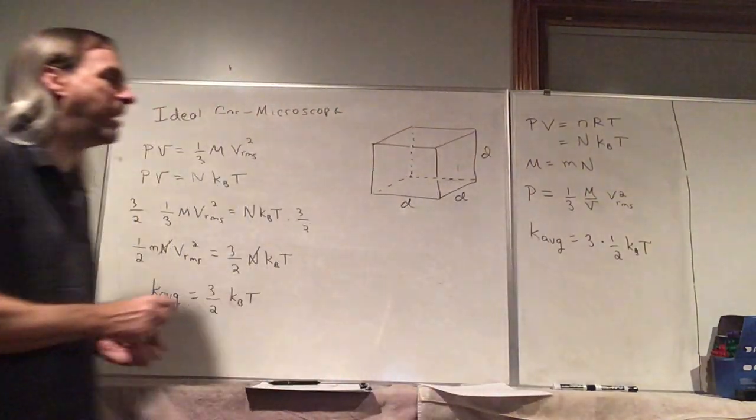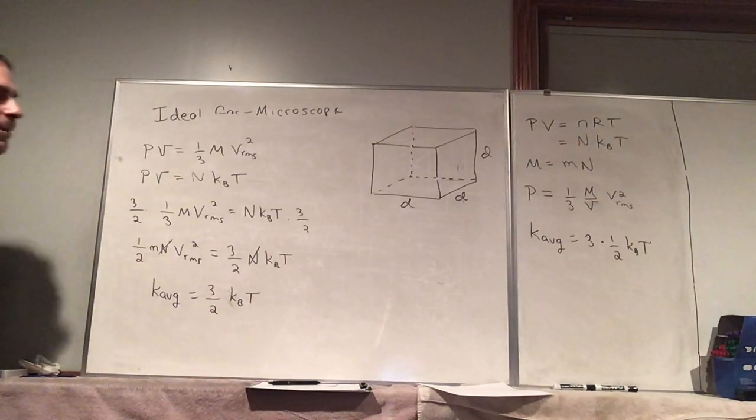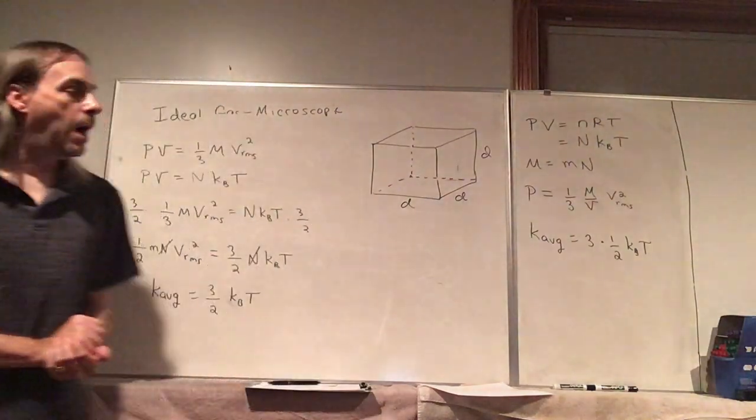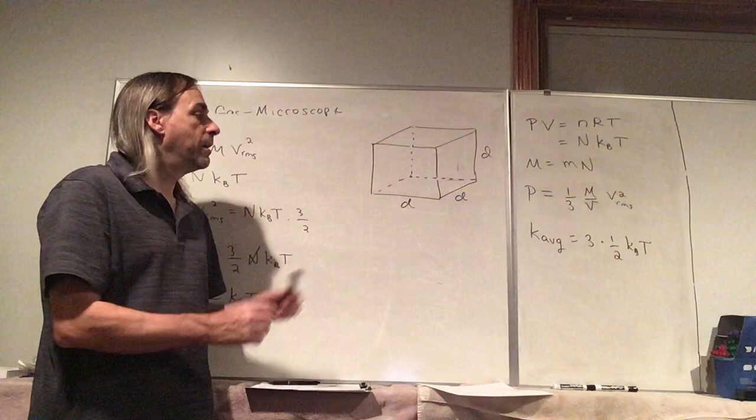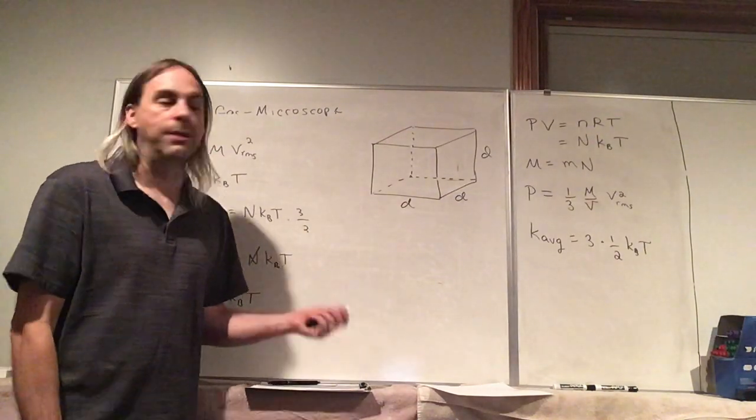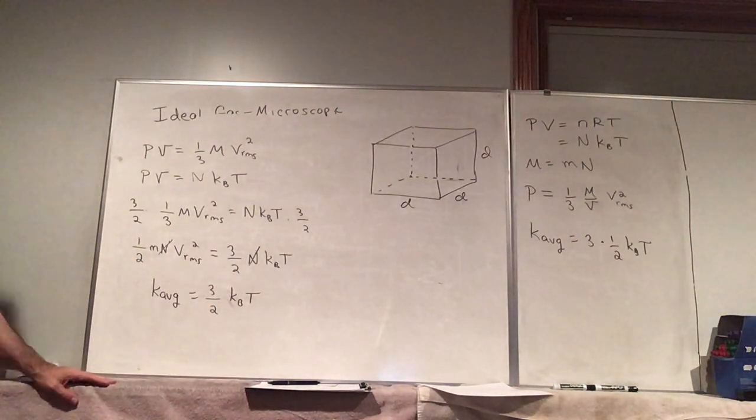So instead of writing 3/2, I'm going to write 3 times 1/2 times Boltzmann's constant times the temperature. And the 3, we're going to see later, exists because this particle is able to move in a 3-dimensional problem. The particle can move in the x direction or the y direction or the z direction. So I think we'll leave it here for this video.